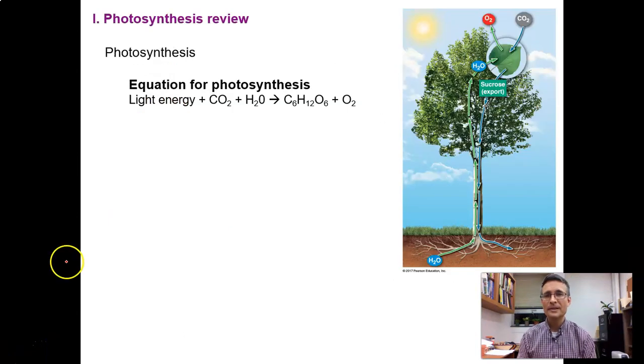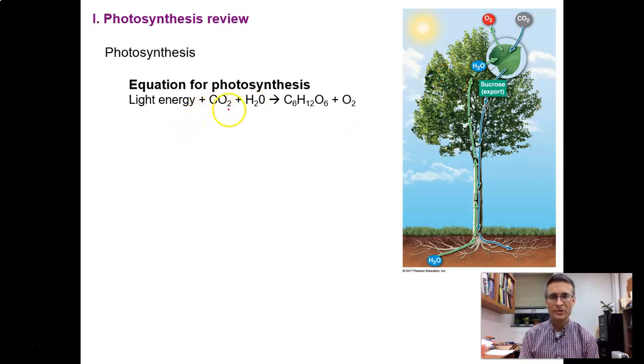Begin our review of photosynthesis with the chemical equation for photosynthesis. And I know that you've seen this in several other classes. So as a quick reminder, we're going to start with light energy. And these are shown over here in the diagram from your textbook. So you have light energy shining on this wonderful tree.